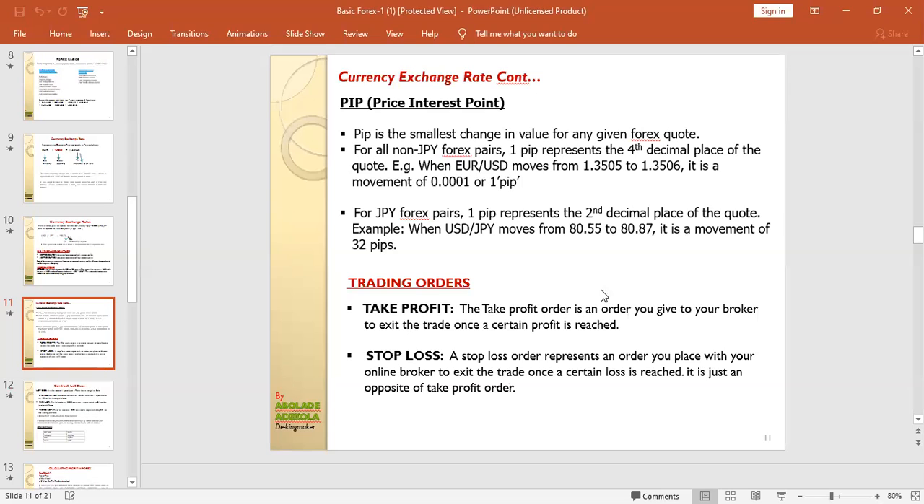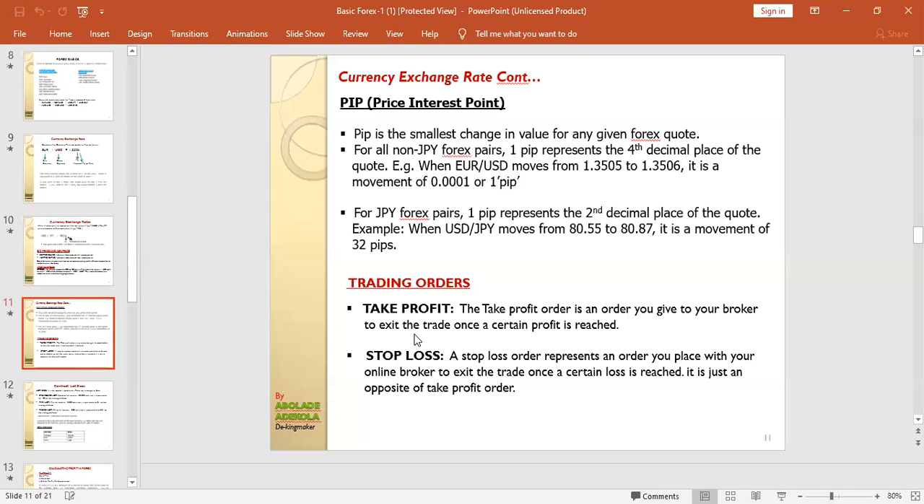We also talked about trading orders. I think I showed you guys how take profit and stop loss work. Okay, so a take profit order is an order you give to your broker to exit the trade on your behalf once a certain profit is reached. And it does not matter if you are watching your trade or you are away. In as much as the order has been given, it will be executed automatically, even if you are there or not. Okay.